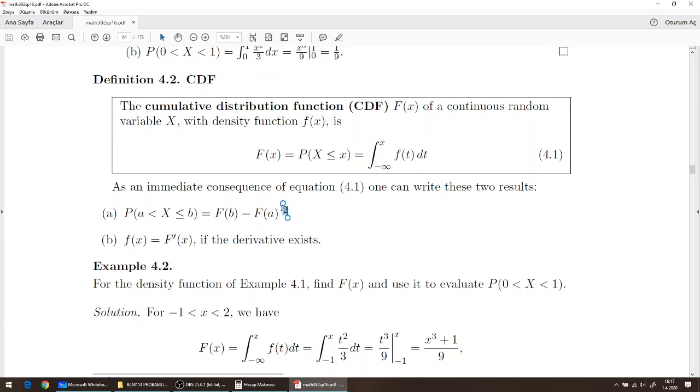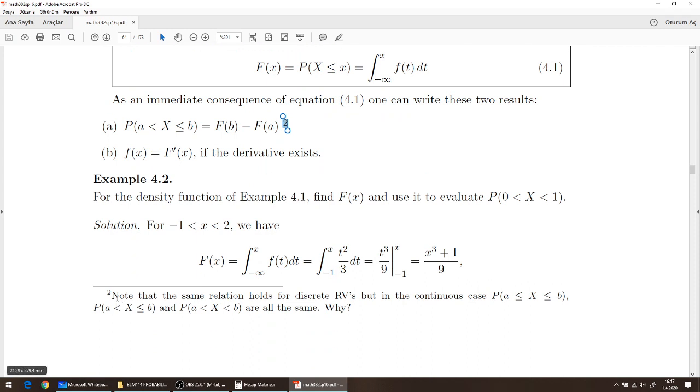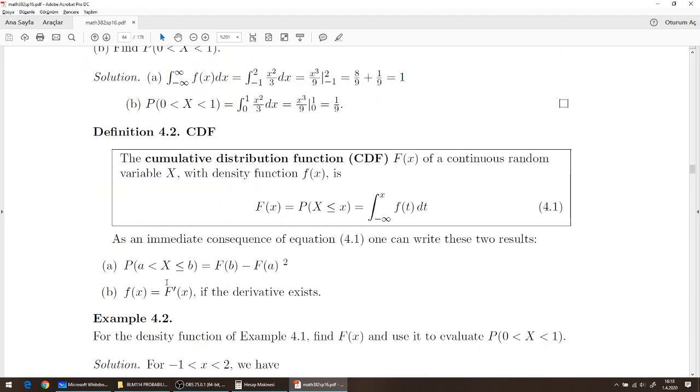Buradaki 2 kare değil arkadaşlar, dipnot. Yes, look, this is a footnote of the page, not a square. Be careful. Footnote. It says the same thing. These are the same.